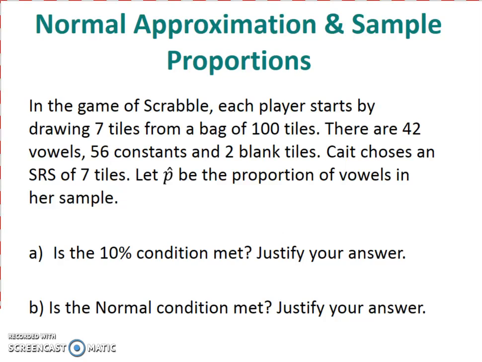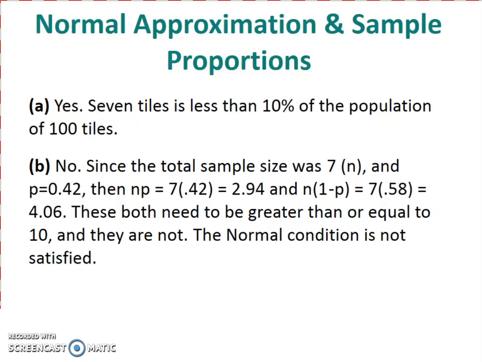Is the normal condition met? Justify your answer. No, it's not. Since the total sample size was 7, that's our n, and our proportion of vowels was 42 over 100, so 0.42. Showing your math, n times p gives us 2.94, n times 1 minus p gives us 4.06. They both need to be greater than or equal to 10, and unfortunately they are not, so the normal condition is not satisfied. We need to check these conditions every time we do a problem in order to use normal techniques. Things that we learned back in previous chapters are coming back now.